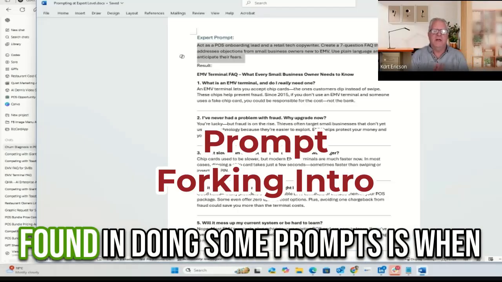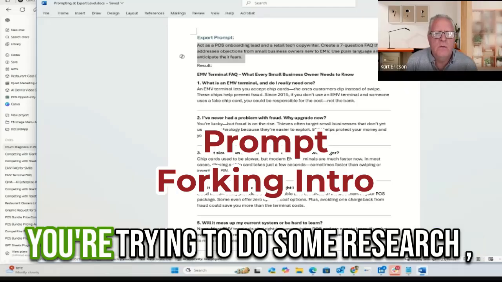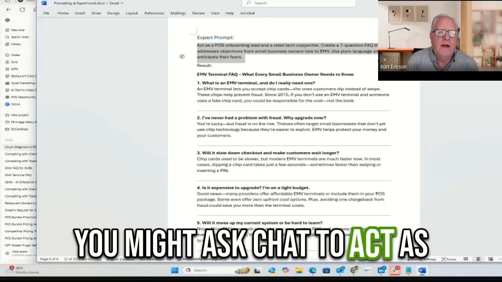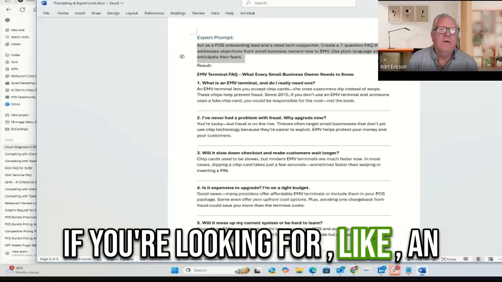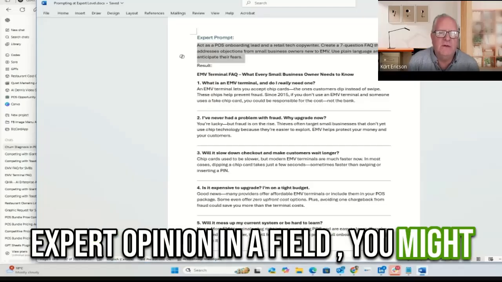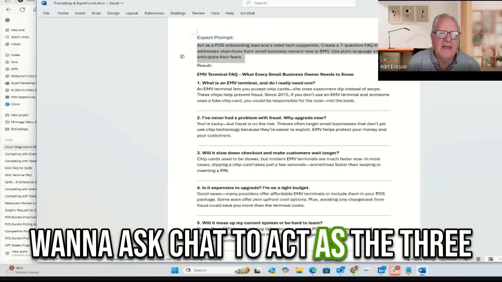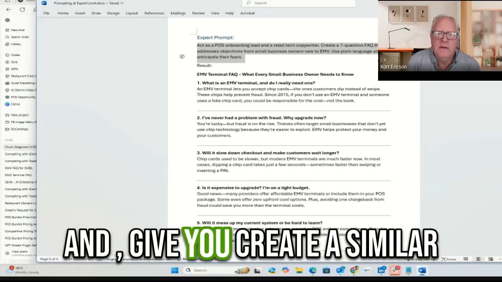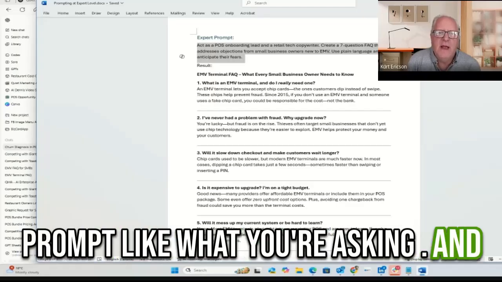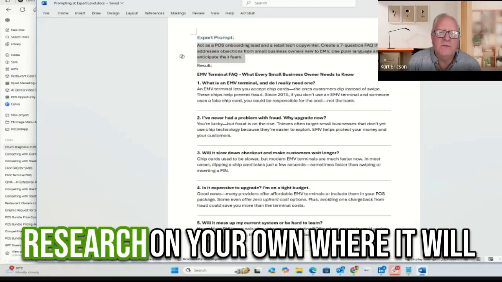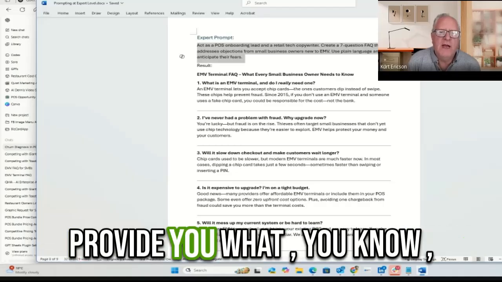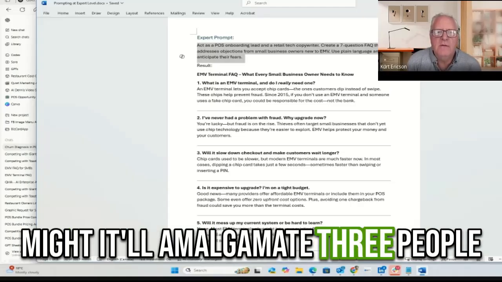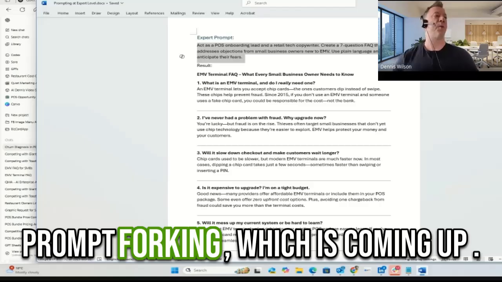One of the things I found in doing some prompts is when you're trying to do research, if you're looking for an expert opinion in a field, you might ask Chat to act as the 3 top experts in a particular field and create a similar prompt to what you're asking. In that regard, you can do some research on your own where, instead of an individual person, it'll amalgamate 3 people and give you that. So that's prompt forking, which is coming up.